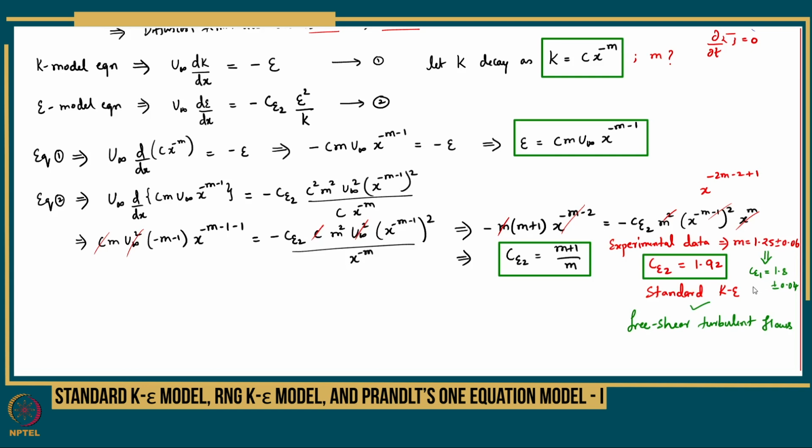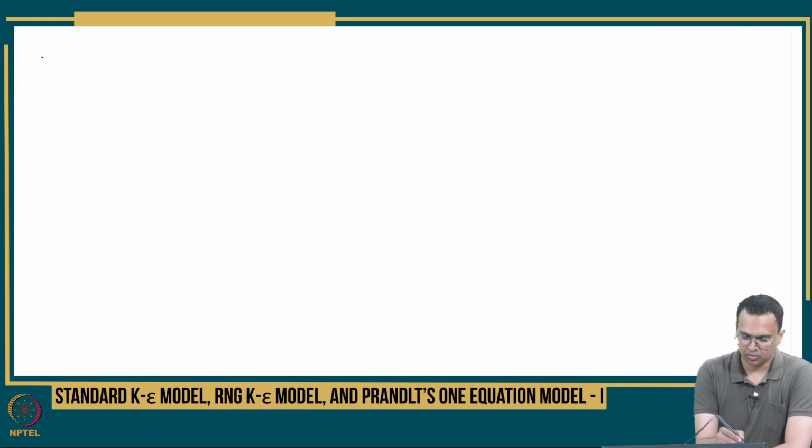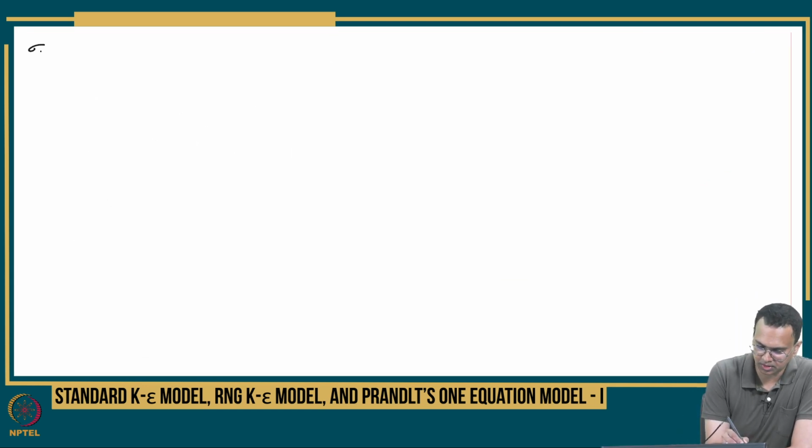Okay, so we'll go ahead. We have other 3 more constants to look at, sigma k, sigma epsilon and C epsilon 1. We have looked into, sorry, this is C epsilon 2, yes. So C epsilon 1 is still open, and sigma k and sigma epsilon, 2 more constants to look at, okay. So we have 3 more constants, sigma k, sigma epsilon and C epsilon 1.